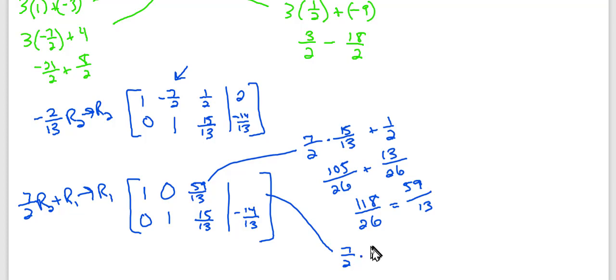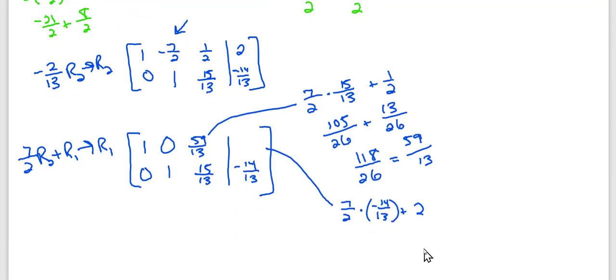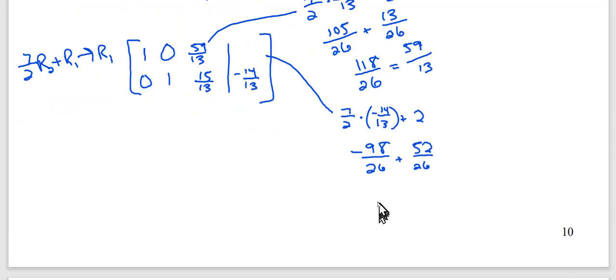7/2 times row 2 is negative 14/13 plus 2. Negative, what is that, 28 and 70. Negative 98/26 plus 52/26 gives me negative, what, 46 over 26. Both are even, so we can go negative 23 over 13.